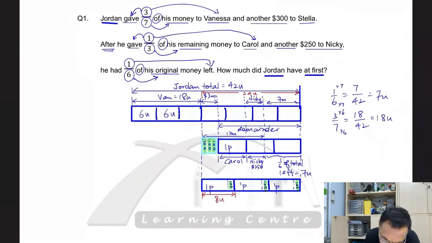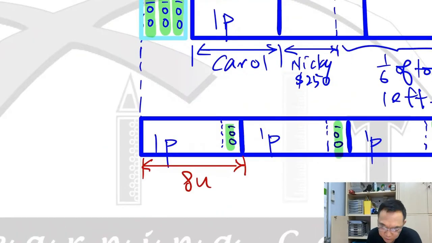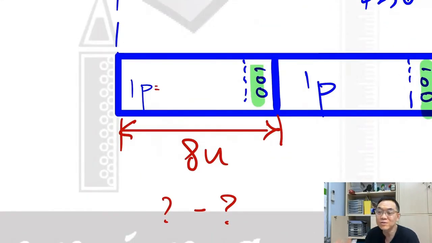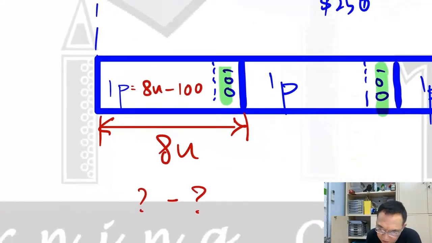So if this is 8 units, okay, now a little bit of algebra. Listen up. If this is 8 units, what do I write here? One part is therefore equal to what minus what? Let's see who can figure this out. One part is equal to what minus what? Can you see it? Very good. Well done. 8 units minus 100. Clever. So this is 8 units minus 100.